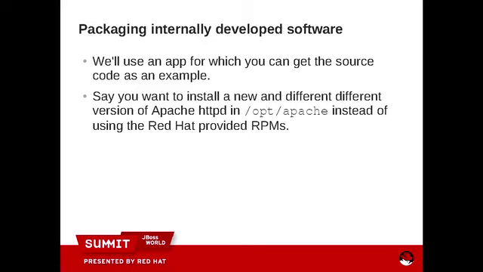For packaging internally developed applications, we're going to use an app for which you can get the source code as an example. But this will work across the board no matter what it is, if you're using open source technology and you want to package it up for your environment. Let's say, for whatever reason, you want to get a newer version of Apache than the one that comes from Red Hat Enterprise Linux, and you decide, because you guys have come from a long history of maybe Sun ownership or something like that, we can help you with that problem, by the way, that you're going to put it in /opt/apache. Okay, cool.